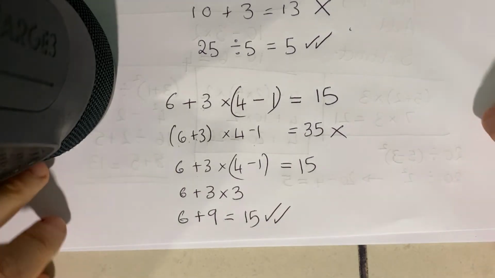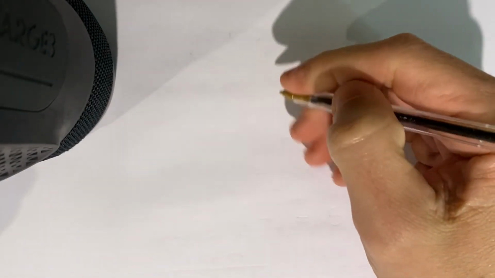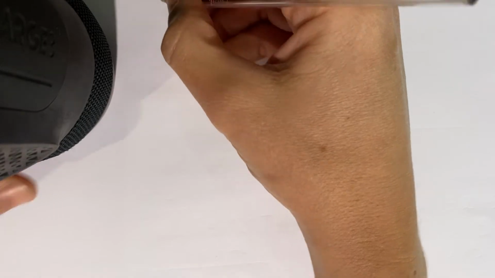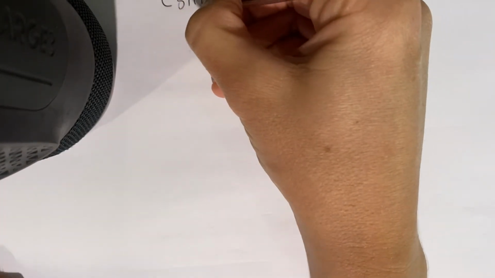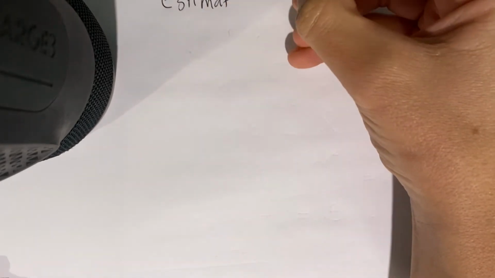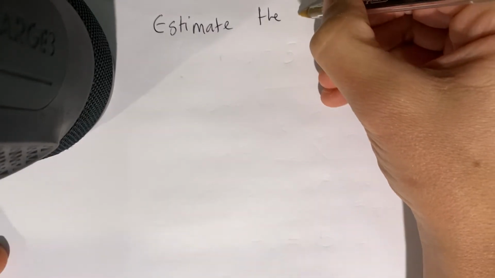The next question we've got is estimating. Estimating is when we look at complicated sums and we make them simple and we decide what we're going to do. So if I've got here, estimate the following. Oh, let me move up a little bit. Estimate the following.